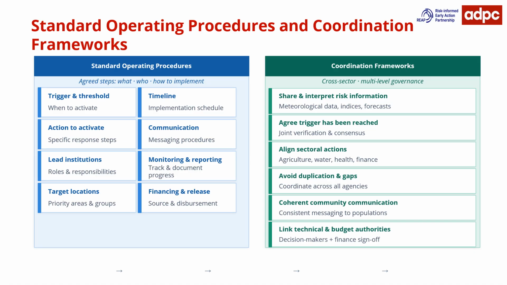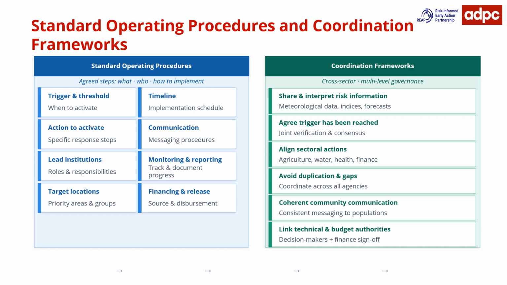This includes a timeline and implementation schedule; a process to share and interpret risk information, meteorological data, indices, and forecasts; joint verification and consensus to agree the trigger has been reached; communication and messaging procedures; alignment of sectoral actions across agriculture, water, health, and finance; avoidance of duplication and gaps by coordinating across all agencies; consistent, coherent community communication; and links between technical and budget authorities, with decision-makers and finance sign-off.